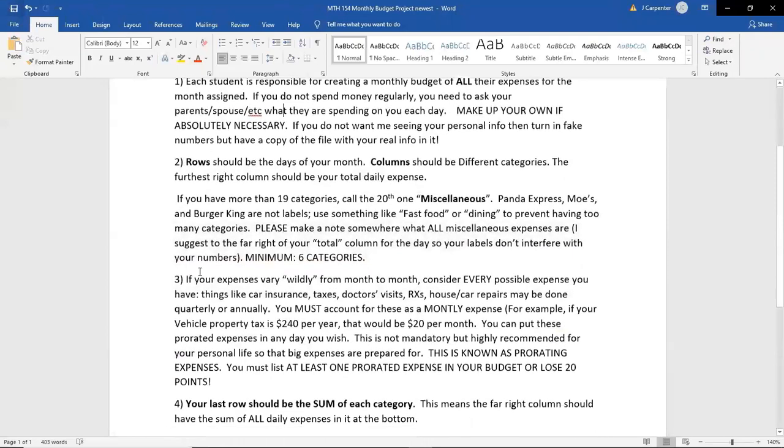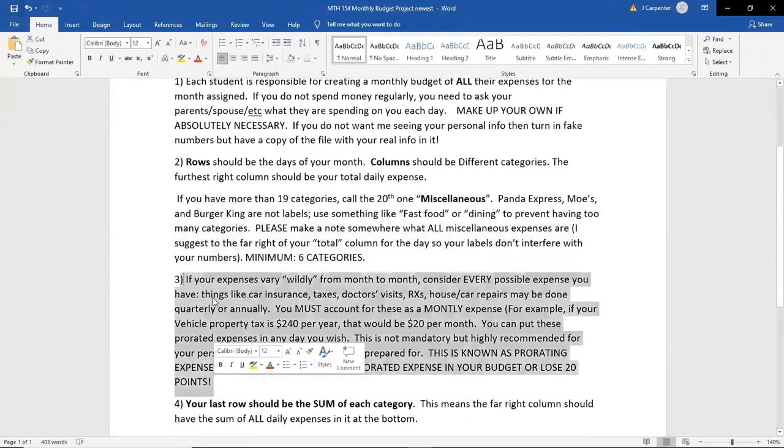We said that I would love for you to try and prorate some of your expenses, but I did say you must list at least one prorated expense and mention somewhere in the Excel file which one it is. That's a significant point loss if you don't.